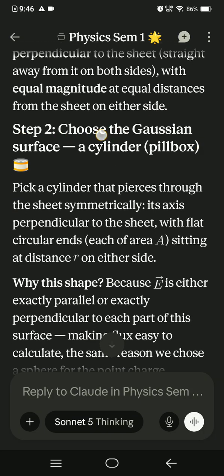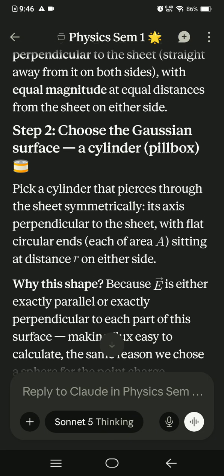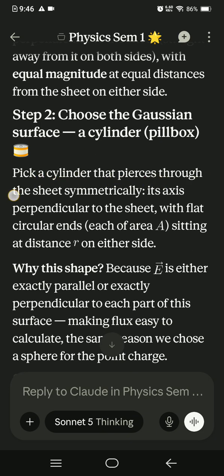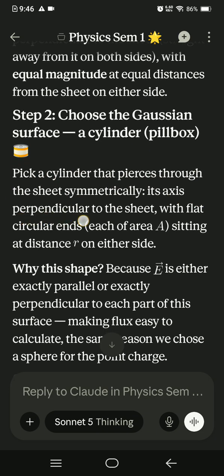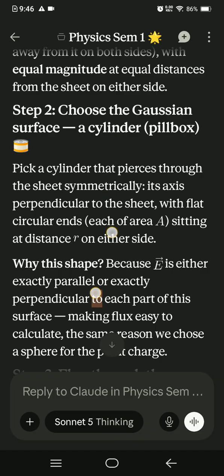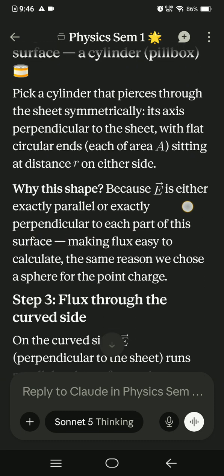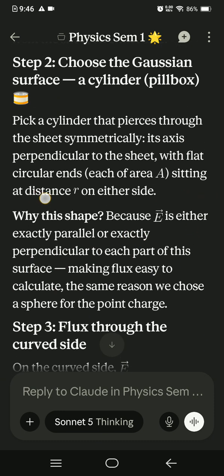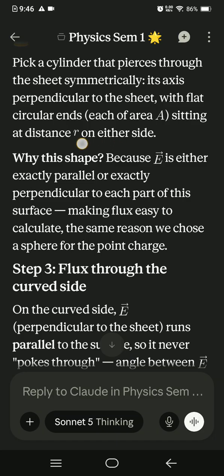Okay, so step 2 is to choose the Gaussian surface, a cylinder. Pick a cylinder that pierces through the sheet symmetrically, its axis perpendicular to the sheet, with its flat ends, each of area A, sitting at distance r on either side. So here is the symmetric uniformly charged plane, and here is the cylinder. This is how we are going to put it together, with its circular ends at r distance.